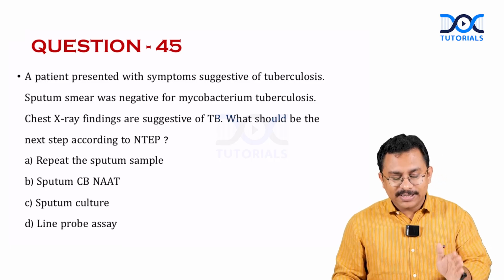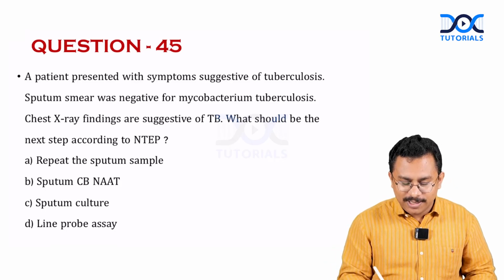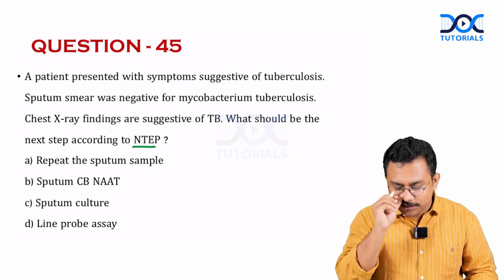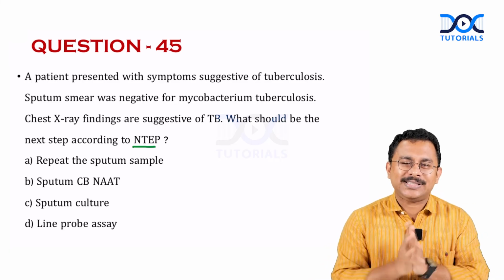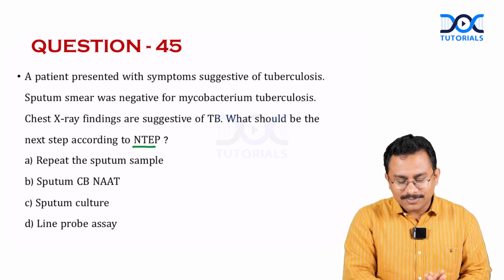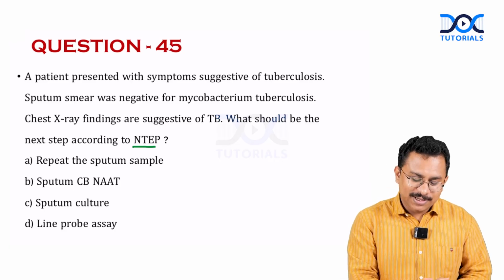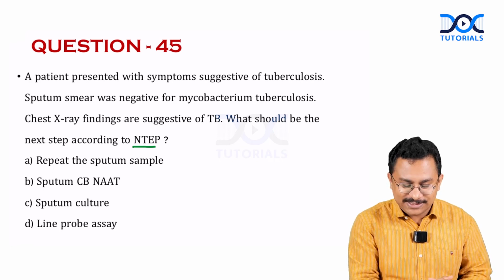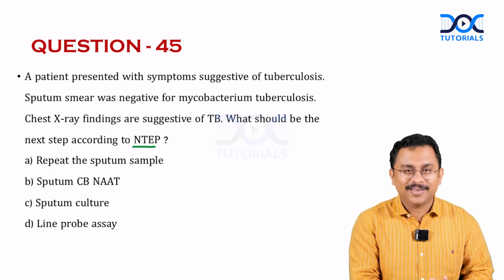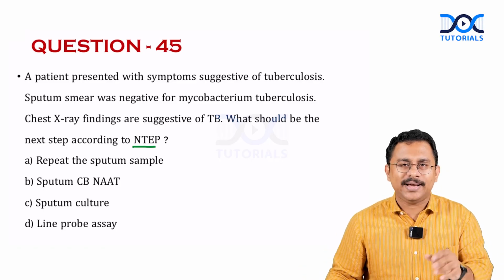Chest X-ray findings are suggestive of TB. What should be the next step according to the NTEP, National Tuberculosis Elimination Program? See, if it is just a direct question, a patient with symptoms suggestive of tuberculosis, having some X-ray findings suggestive of TB, but the sputum smear is negative, what is the next step? Ideally, you have got to do the CB-NAAT, correct? That should be the answer.